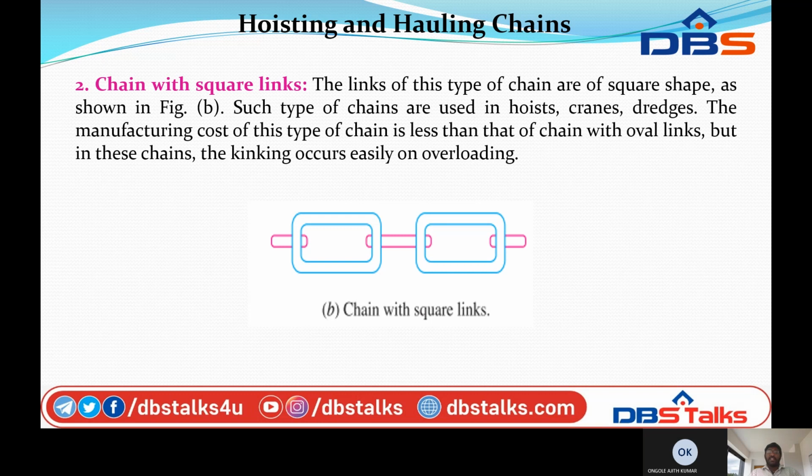The links of this type of chain are of square shape as shown in the figure. So you can see the figure. The links of the chain are arranged in square shape. Such types of chains are used in hoist cranes and dredgers. The manufacturing cost of this type of chain is less than that of chain with oval links. But with these chains, buckling occurs easily on overloading.